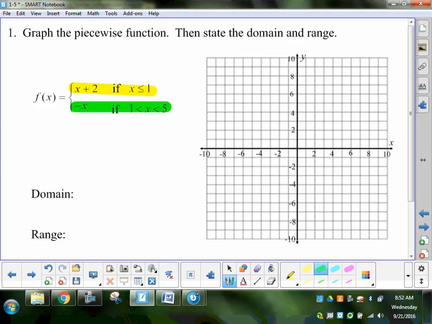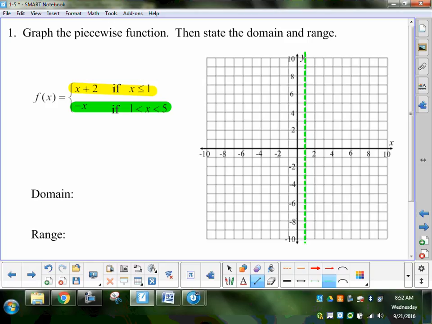Mickey, what do you say? Yeah. At what x value do you switch from the top function to the bottom one? 1. So I'm going to go through, and on my graph, I'm going to really lightly put a 1 here. Real faintly, I'm going to put a 1. Now, to the left of it, I'm graphing the yellow. To the right of it, I'm graphing the green.